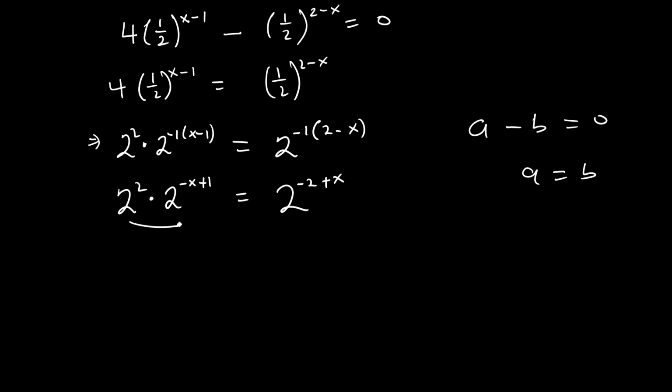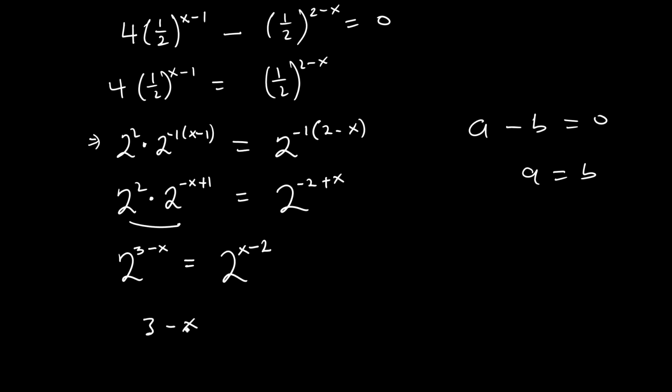So we can perform indices here. Lots of indices. So we are multiplying, so we can add the powers. Have 2 plus minus x plus 1, that is 3 minus x. The same as 2 raised to x minus 2. I've interchanged the position. So let's equate the powers.